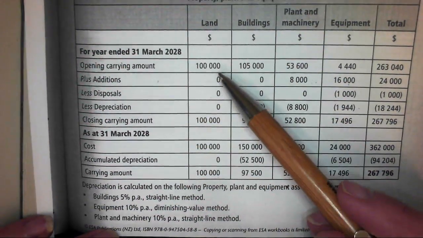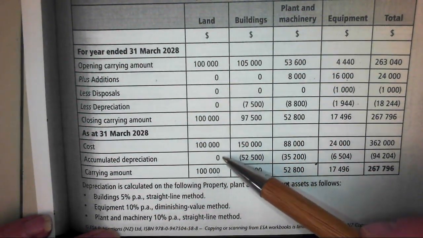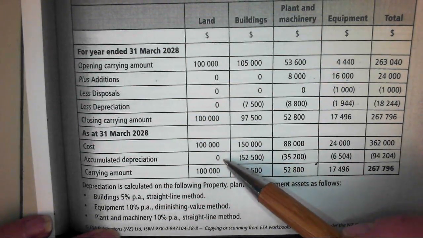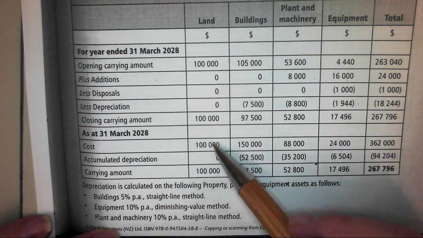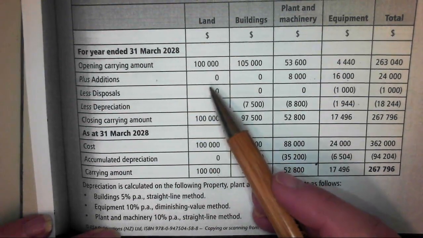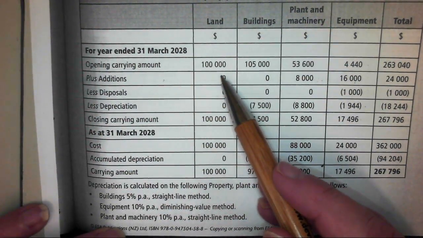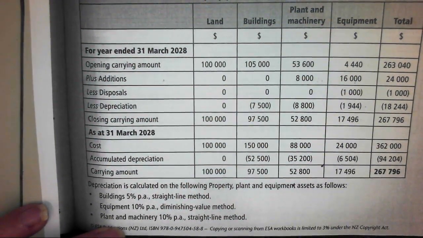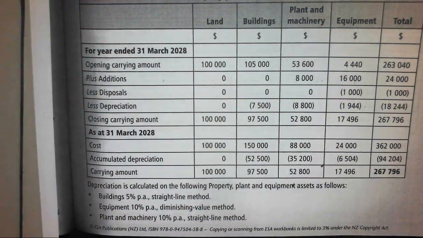Just a quick note here, look at land. Land here, remember, at level 2, no depreciation on land. So the only change you would have here is if you had additions or disposals of land. You don't have to worry about the carrying value of that because it isn't depreciated. Okay, next video we're going to do a question from the 2014 paper.